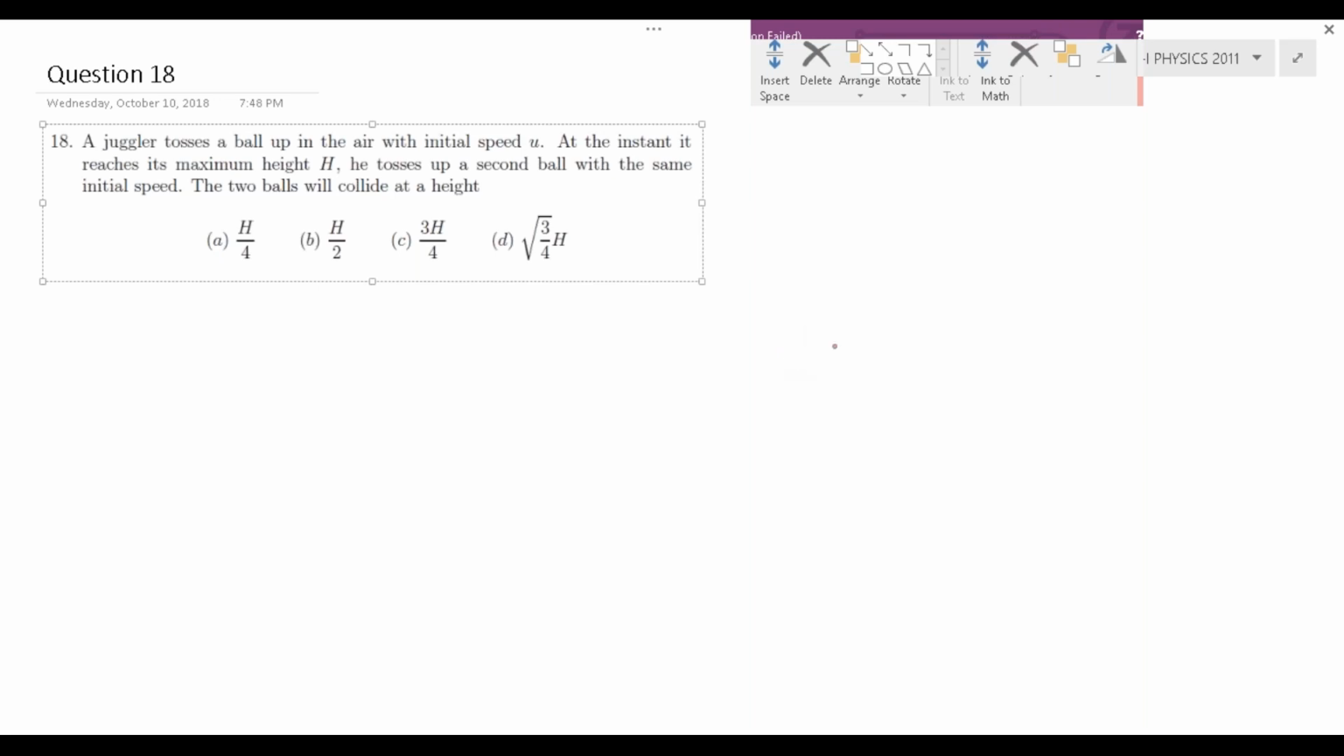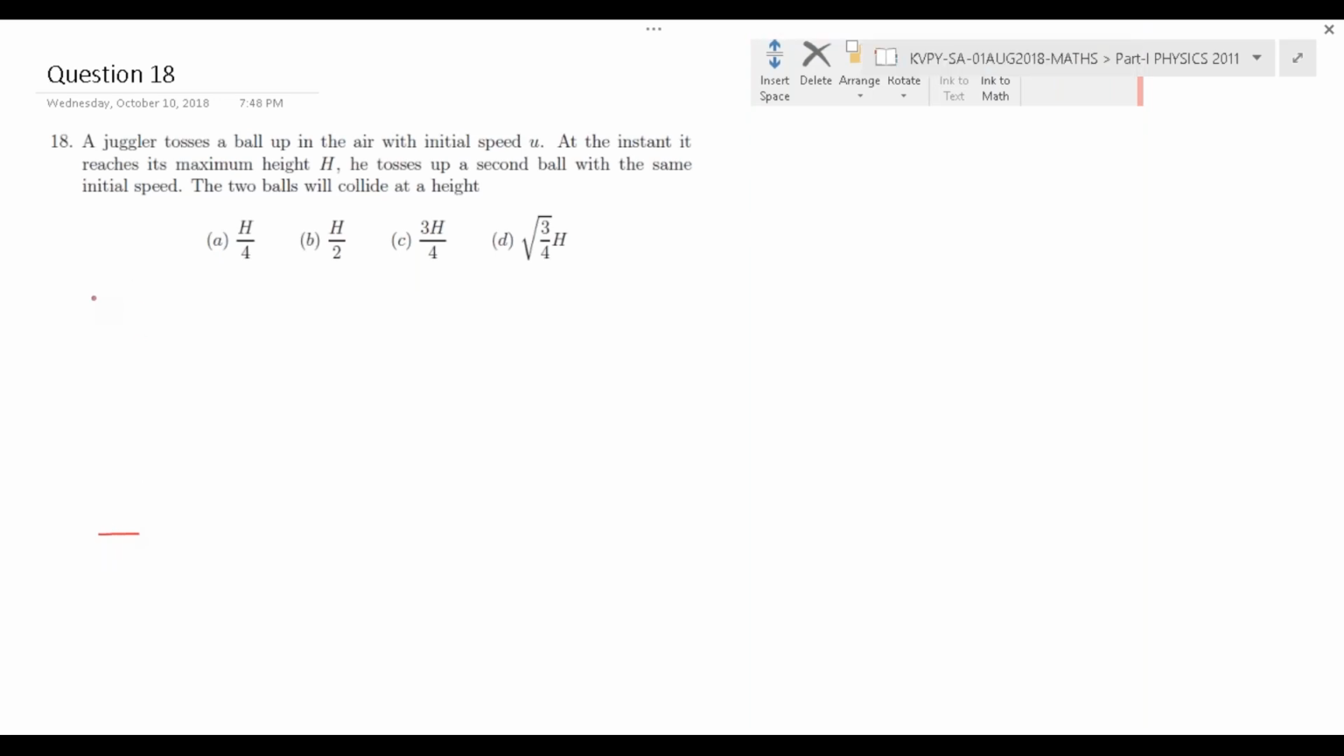Suppose this is the ground, and first the juggler throws a ball and it reaches this height. Suppose this is the point A from where he throws, then it reaches the point B. Let's assume this is a straight line. Let me draw it properly. This height is actually capital H according to the question. The maximum height is H, which we get with the initial speed u.